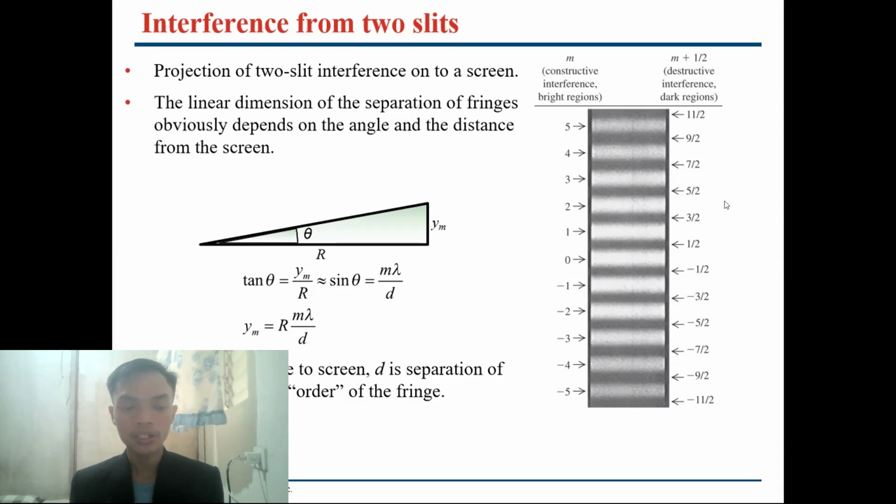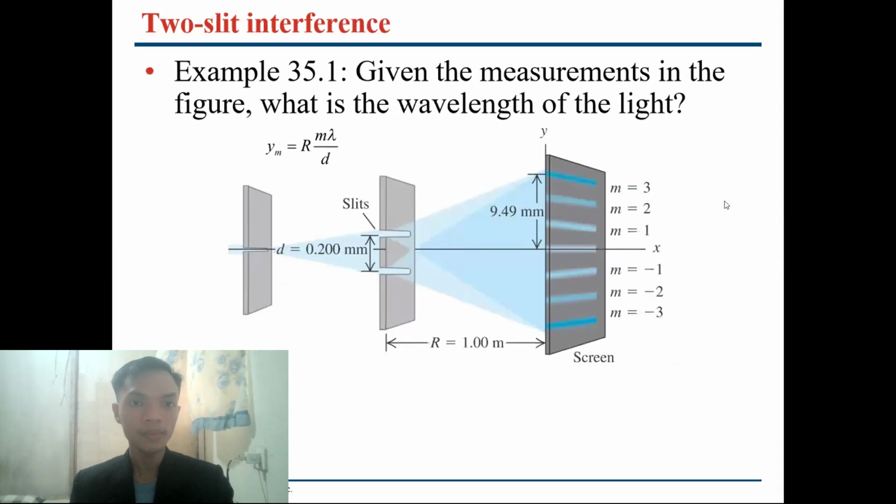This gives the position of the m-th bright fringe. If we increase the R, fringes spread out. If we increase the separation of slits, fringes get closer. So this relationship allows precise measurement of wavelength using simple geometry. So we have here two slit interference.